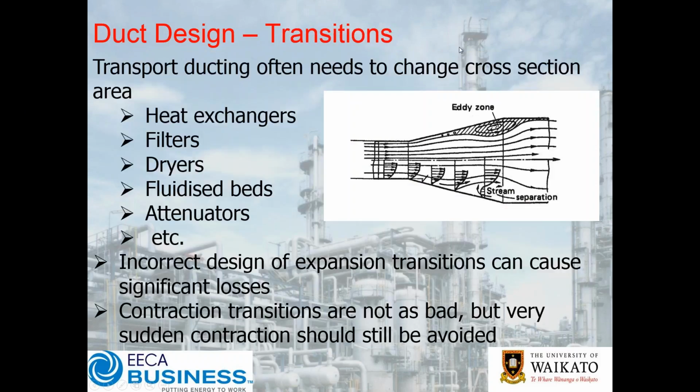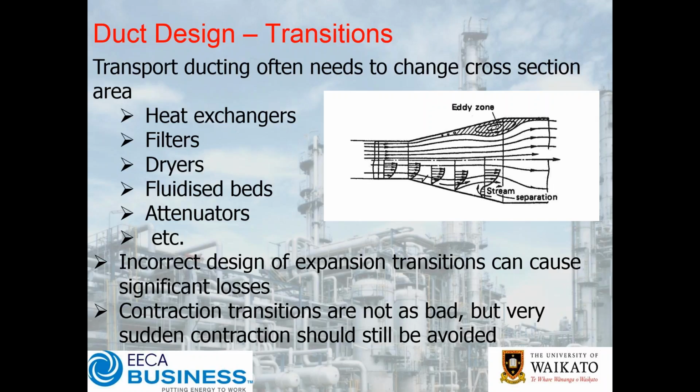Okay, so duct transition, same sort of scenario. As we increase this angle, we get a bigger and bigger eddy zone, which means we get worse and worse distribution across our heater or some other process device that we might be using. So heat exchangers, filters, dryers, fluidized beds, attenuators, etc. Now, incorrect design of these expansion transitions can cause significant losses, not just in terms of energy and poor static pressure recovery, but also in terms of the performance of the system.